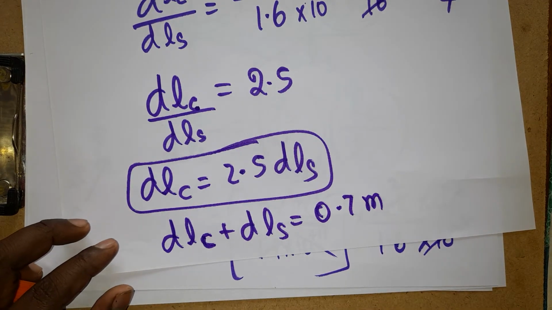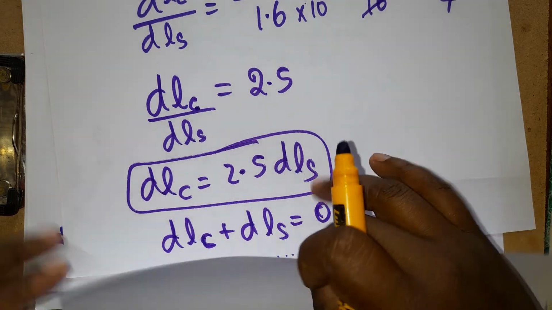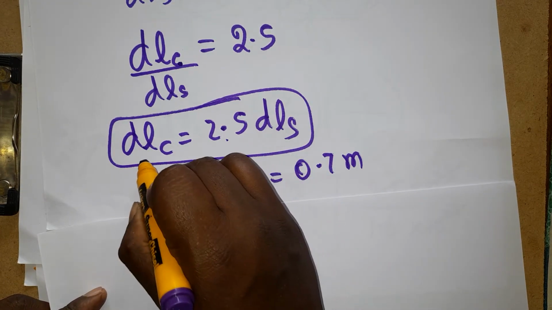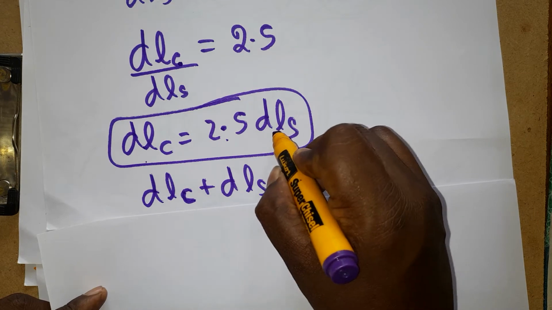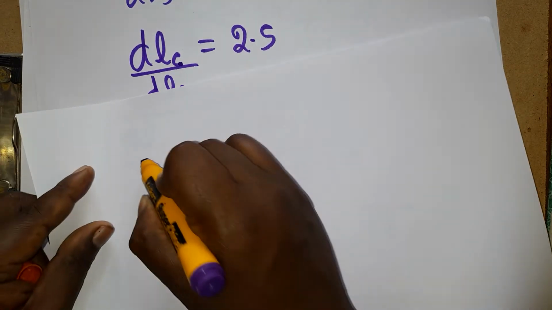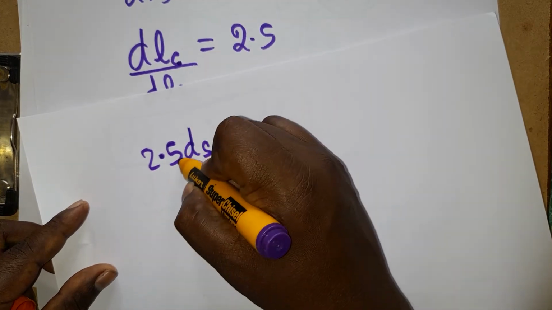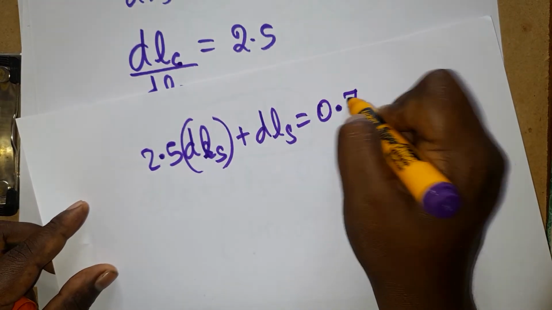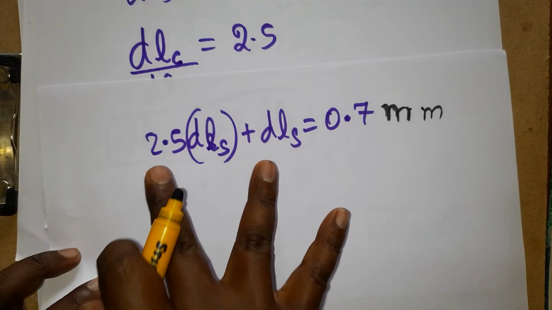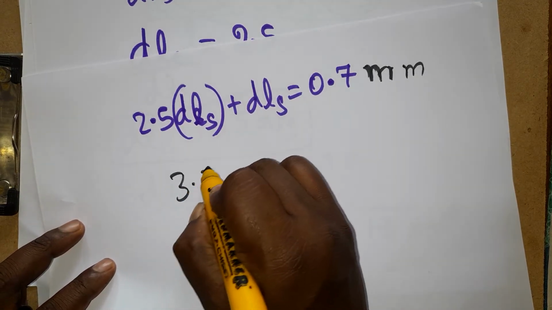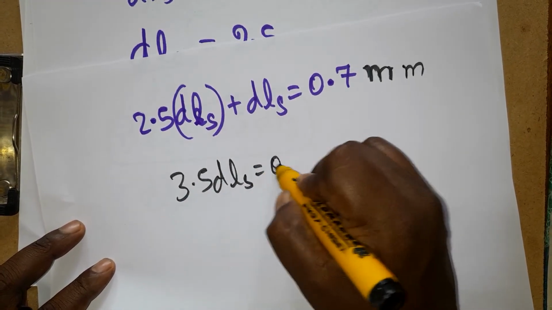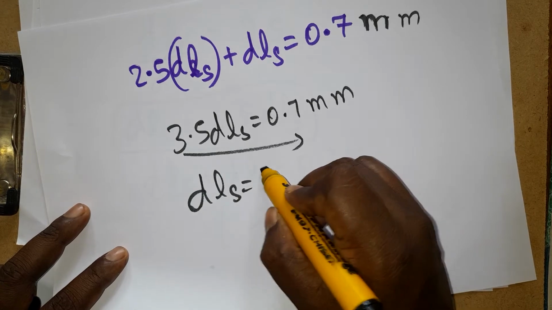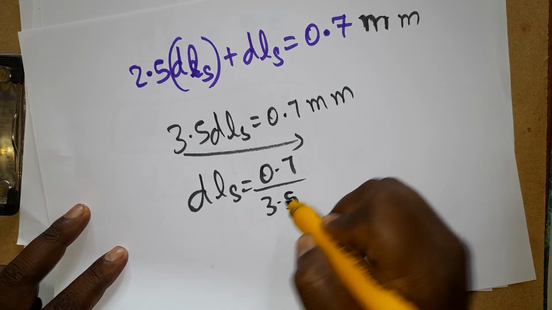Okay. Now I am going to find how much each is getting expanded. Then we can calculate what is the weight. So I will get 2.5 times. DLC is equal to 2.5 times of DLS. Okay. So that means this is going to be 2.5 times of DLS, changing length of steel wire, plus changing length of steel wire is equal to 0.7. See here, when we are adding these 2, we will get 3.5 times of changing length of steel wire is equal to 0.7 millimeter. Okay. So this I am bringing as a denominator. Changing length of steel wire is going to be 0.7 divided by 3.5 millimeter.